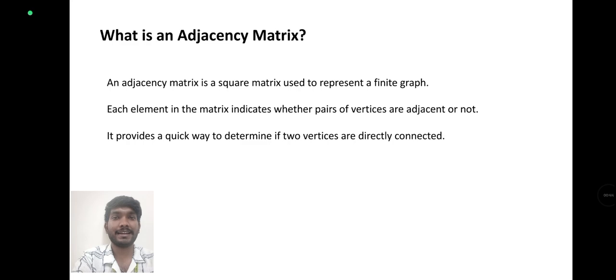What is an adjacency matrix? An adjacency matrix is a square matrix used to represent a finite graph. Each element in the matrix indicates whether pairs of vertices are adjacent or not. It provides a quick way to determine if two vertices are directly connected.